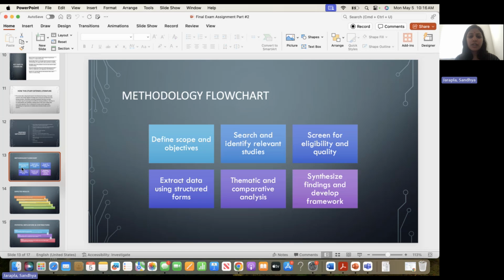So this is the flow chart of the methodology I have been through. Defining the scope and objectives, searching and identifying the relevant studies, screening for eligibility and quality, extracting data using structured forms, thematic and comparative analysis, and synthesizing the findings and developing the framework.